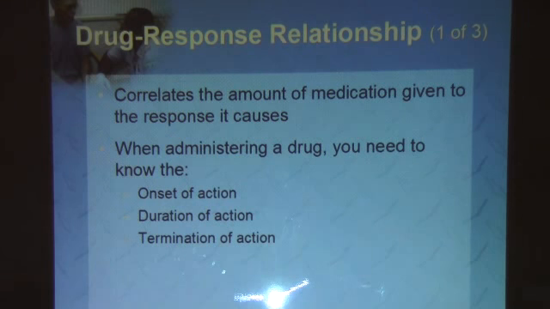When administering a medication, you'll need to know the onset of action, which means how long it will take for the concentration of the medicine at the target tissue to reach the minimum effective level. The duration of action is how long the medication can be expected to remain above that minimum level to provide the intended action. And the termination of action is the amount of time after the concentration level falls below the minimum level to the time that it's eliminated from the body. Onset, duration, and termination of action affect the therapeutic index.